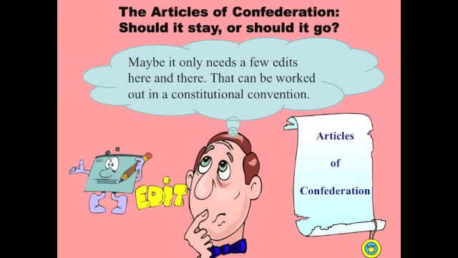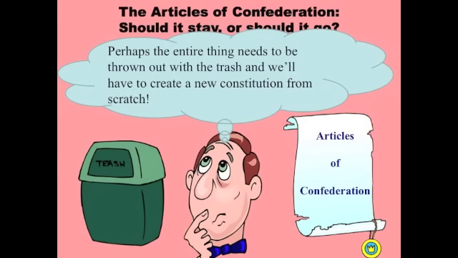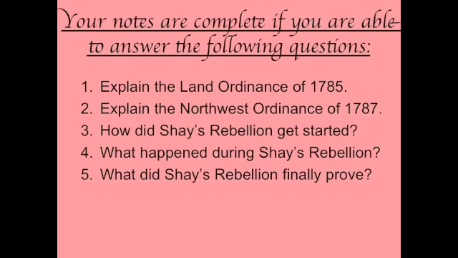Option one is to just edit. Cut some things out, put some things in, and this could all be done at the Constitutional Convention. Option two is to just dump the entire document, throw it away, and start from something entirely brand new, something from scratch. I think you guys know which option the Founding Fathers selected.